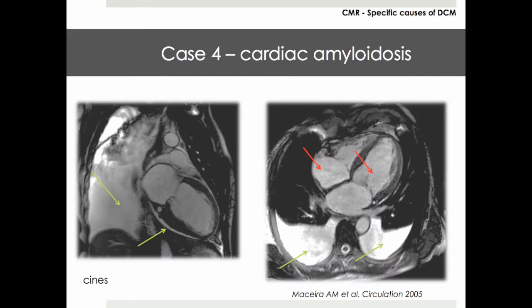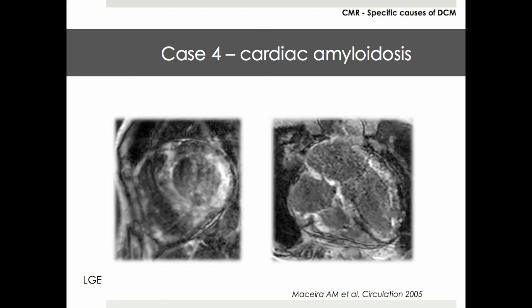And finally, cardiac amyloidosis, characterized by massive dilation of cardiac cavities, severe global hypokinesia, as well as commonly accompanied by pericardial and pleural effusions. Pathognomonic pattern of late gadolinium enhancement in cardiac amyloidosis with diffusely enhancing myocardium against the black blood pool is commonly helpful in recognizing this etiology.